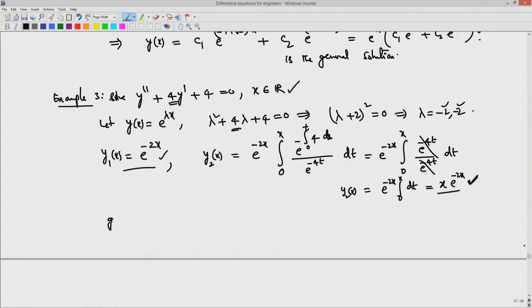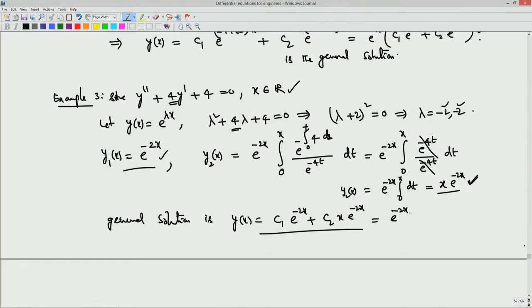So, the general solution of the given equation is y(x) equal to c1 e^(-2x) plus c2 x e^(-2x). With e^(-2x) common, you have (c1 + c2 x) e^(-2x). So, this is your general solution. This is what you see when the roots are the same.